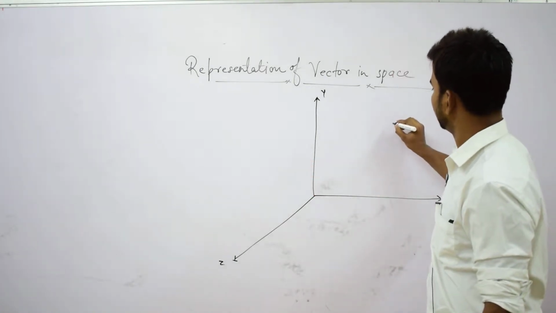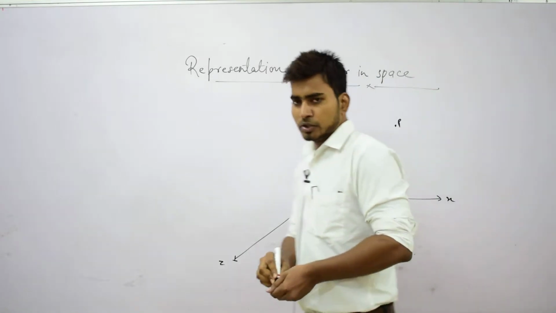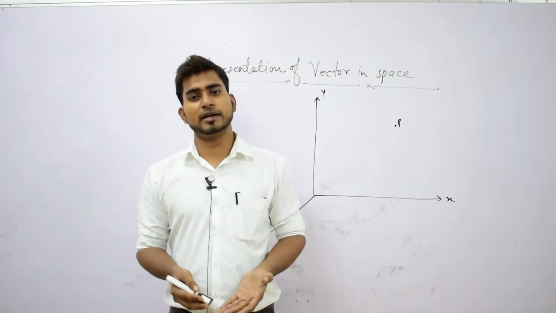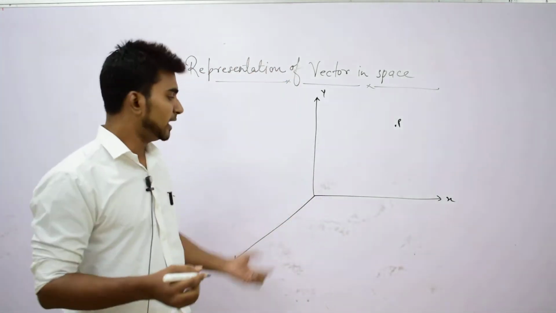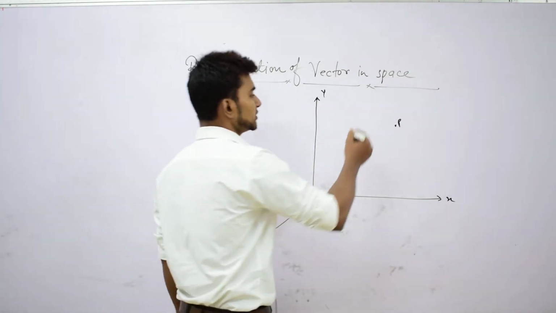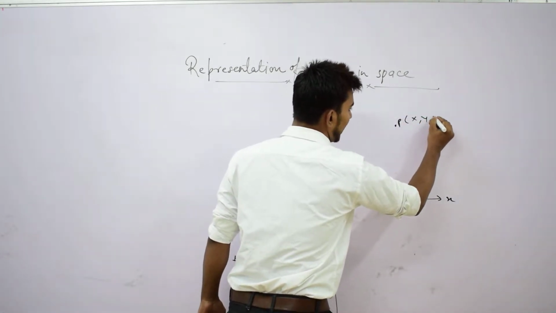Let us suppose we need to denote a particular point in space. Let us suppose there is a point P in the space. To represent any point in the space, what is needed? Coordinates, and the x axis, y axis and z axis. Let us suppose the coordinates of this particular point P are x, y and z.